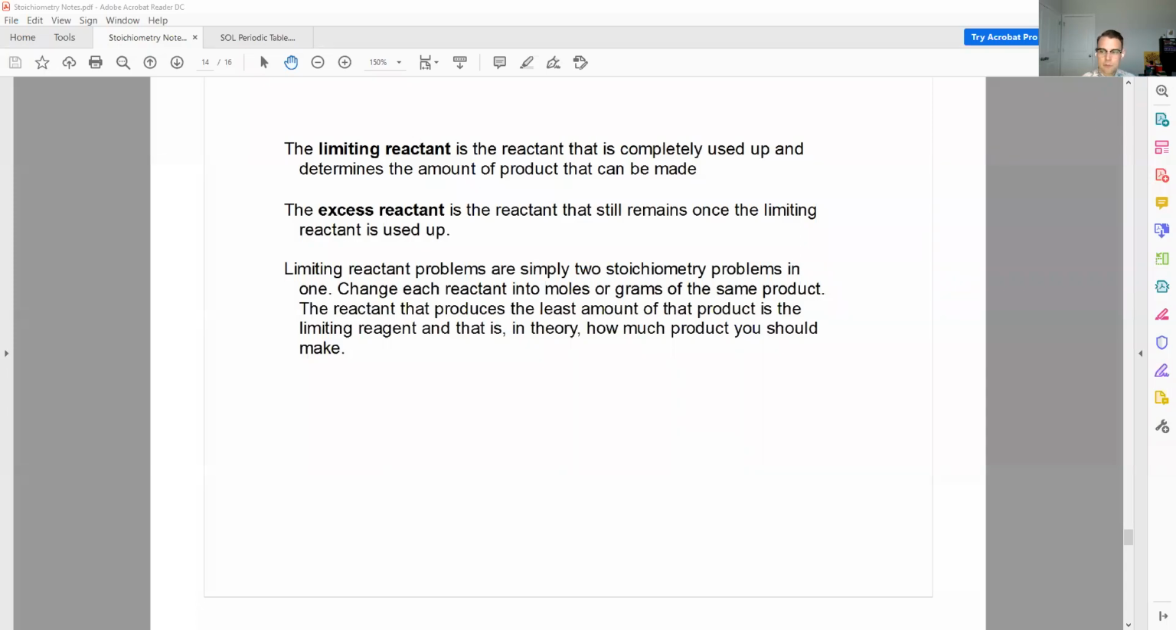Hello and welcome to Module 6, Lesson 4, the fourth and final lesson in this module. And in this module lesson, we're going to look at limiting reagents, excess reagents, and percent yields.